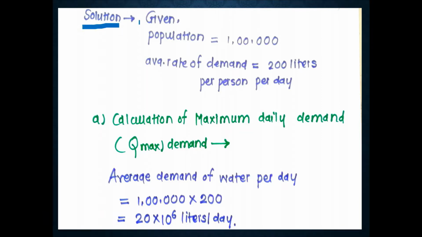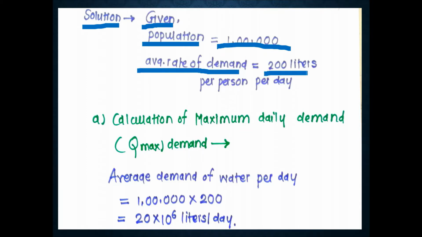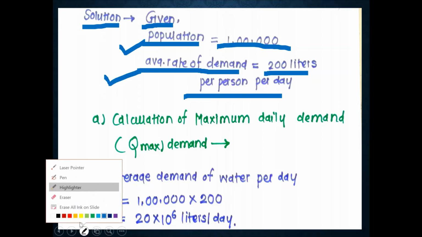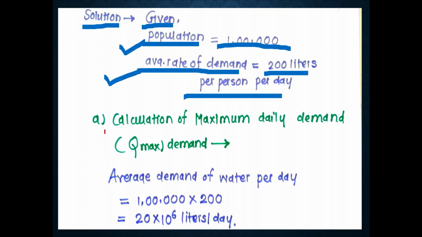Given things are: population is given as 1 lakh, and average rate of demand is given, that is 200 liters per person per day. Only these two things are given. By taking the reference of these two things and similar steps which you have seen in the previous class or previous example, we will solve the example.